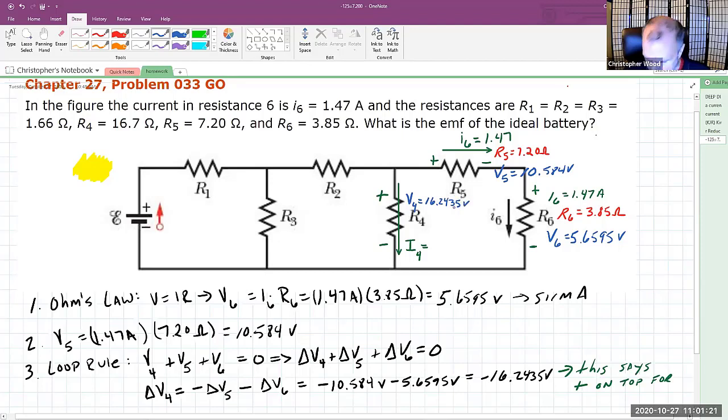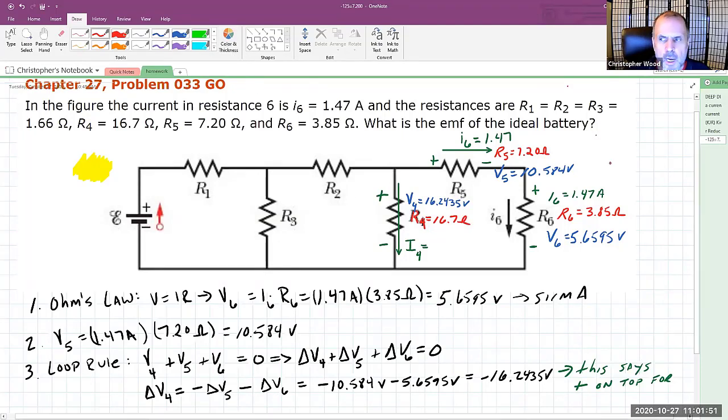16.2435 volts. Blue for voltage. I need the resistor value, which I know. R4 is given as 16.7 ohms. So Ohm's law to the rescue.